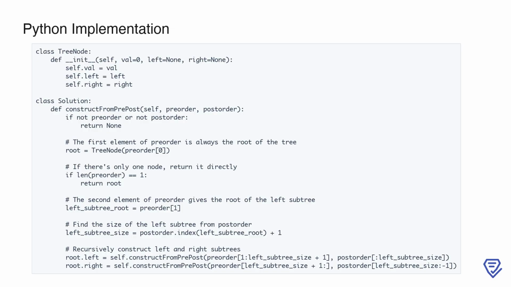The first element in the preorder list is always the root of the tree, so we create a tree node with that value. If the preorder list contains only one element, it implies that the tree consists of just this single node, so we return it directly. For larger trees, we know the second element in the preorder list represents the root of the left subtree. Using this value, we locate the size of the left subtree within the postorder list. The size is determined by finding the index of the left subtree's root in the postorder traversal and adding 1. This information allows us to partition the preorder and postorder lists into segments corresponding to the left and right subtrees.